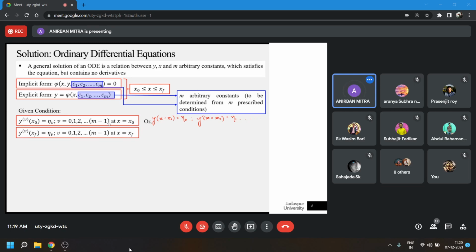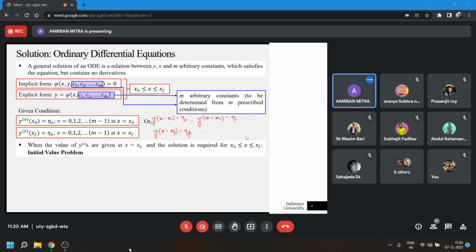The conditions could also be provided at a different point, that is the final point. So instead of the values of the function and the derivatives being provided at the initial point, it may also be provided at the final point, where y at x equal to xf could be given as this. Maybe I write it as eta f. And other conditions for derivatives are also given. So these are the given conditions. On the basis of these given conditions, we are to solve the ODEs.